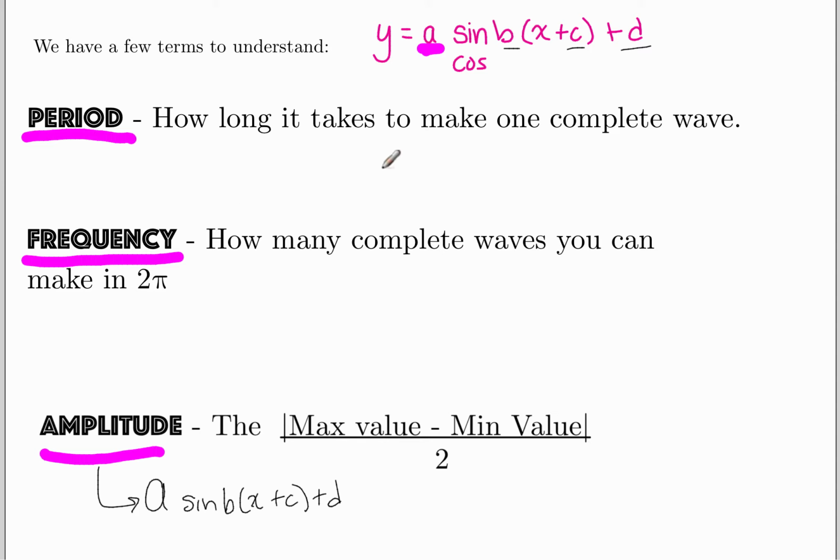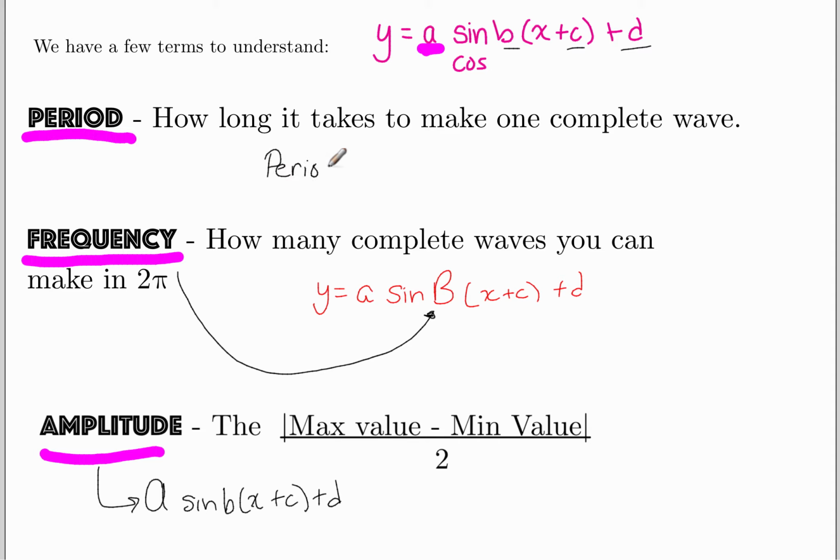Frequency. The frequency is also hidden in this. So when y equals A sine B x plus c plus d, this B right here is the frequency. If you look at that letter, it'll tell you how many waves you can make in 2 pi. And period is a formula. Period is found by taking 2 pi and dividing it by b, your frequency.